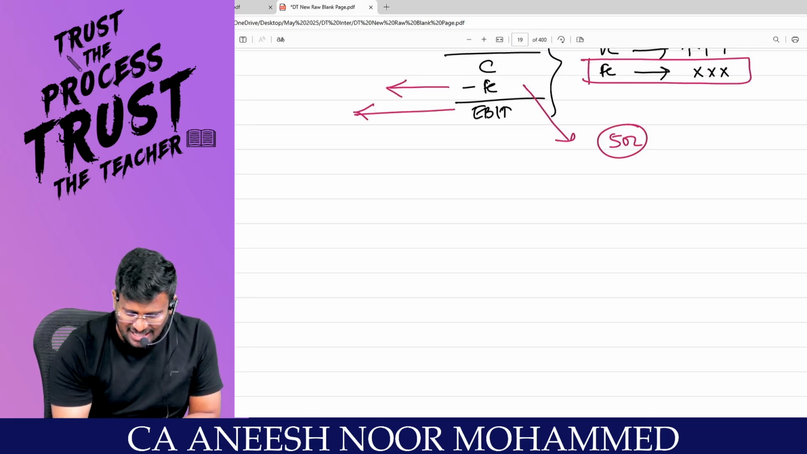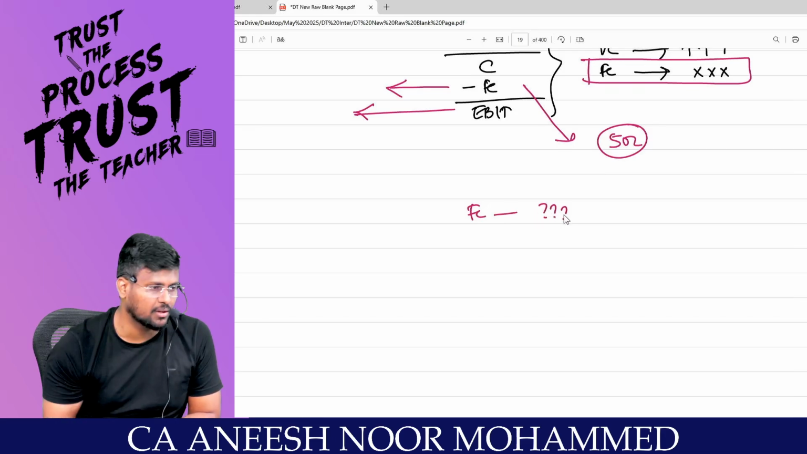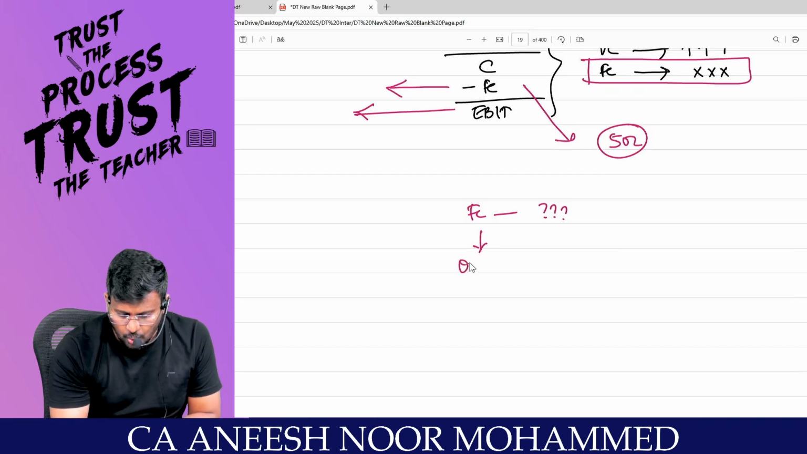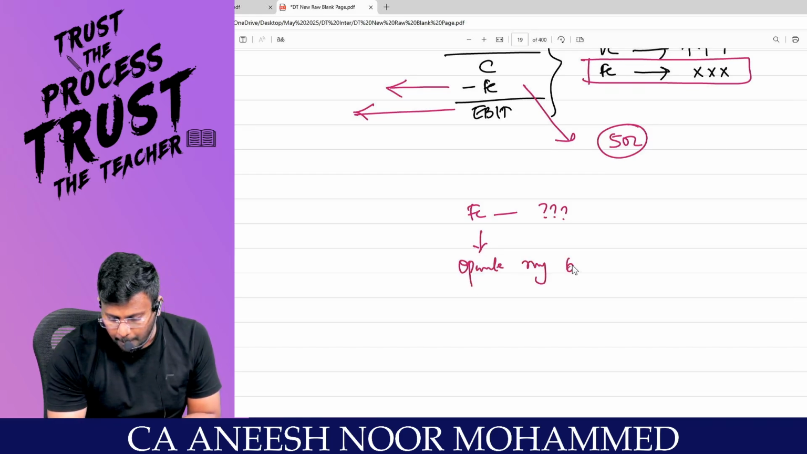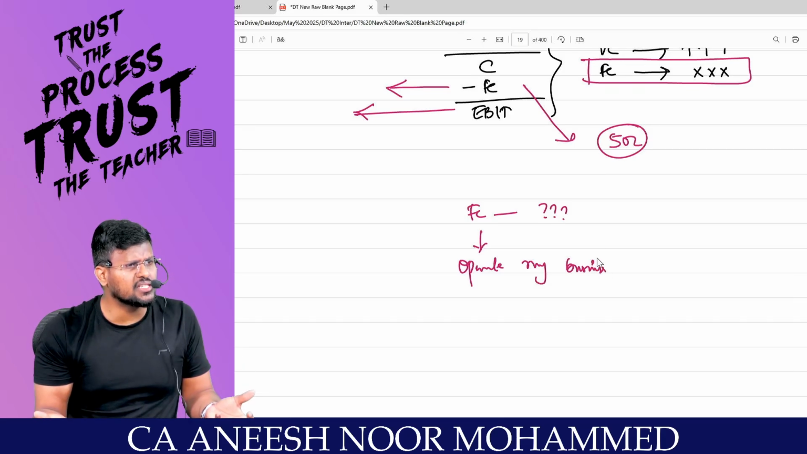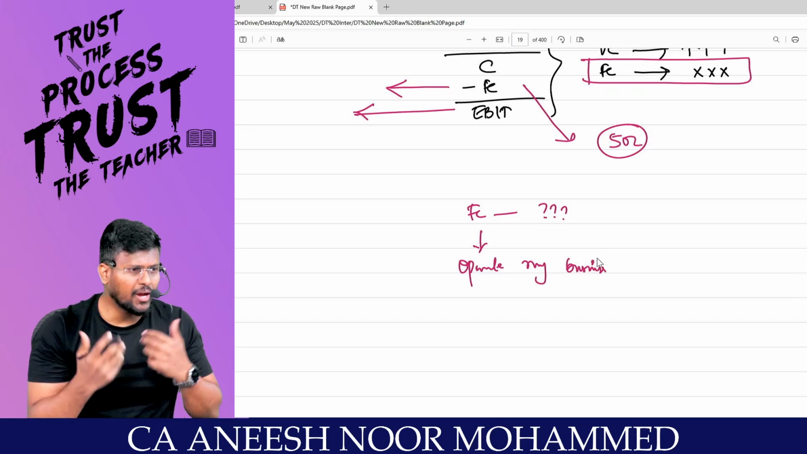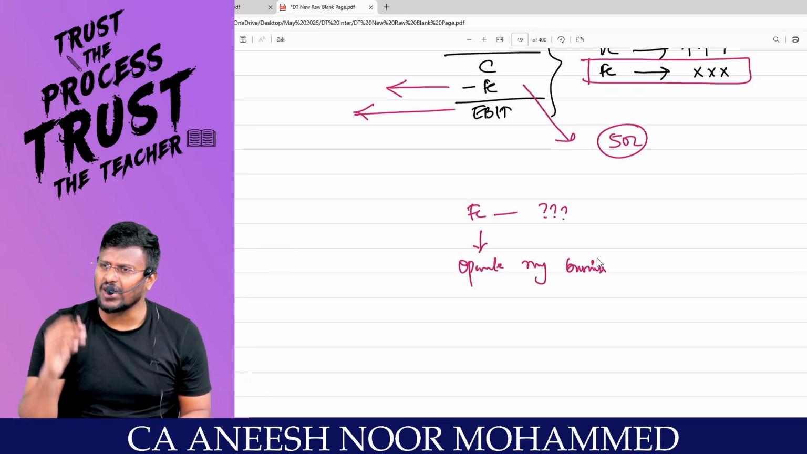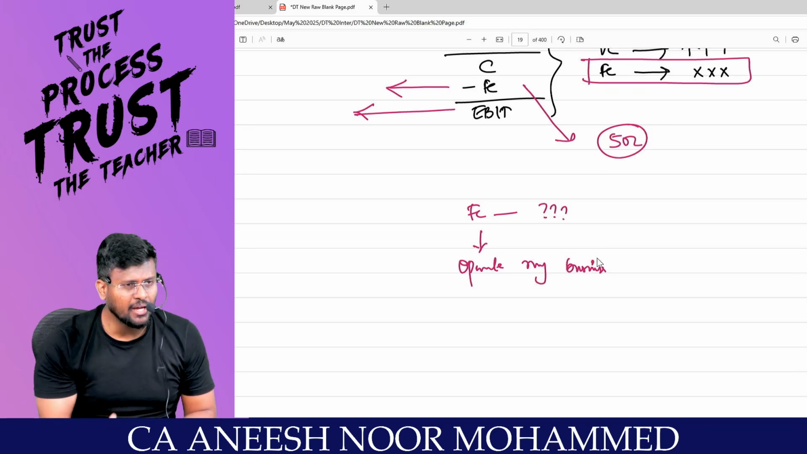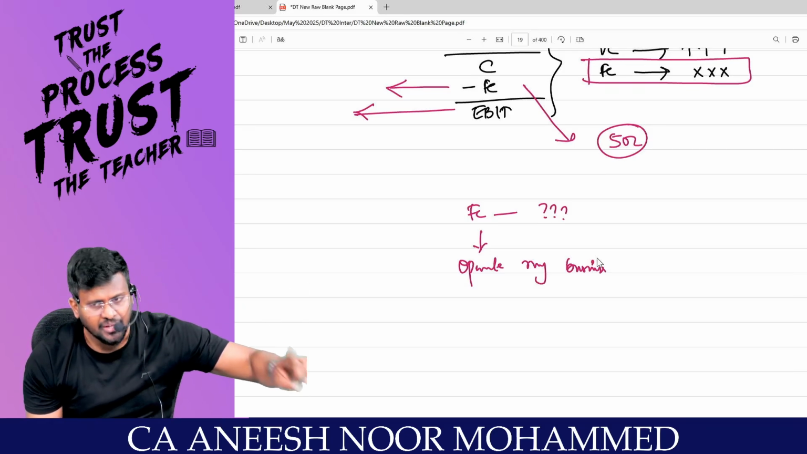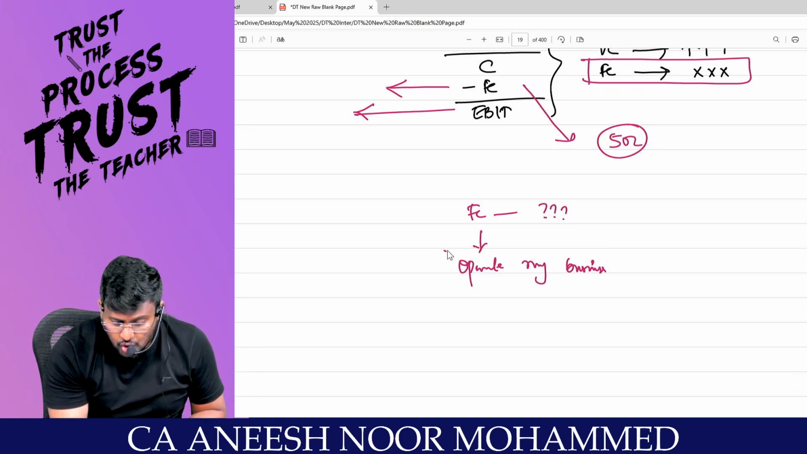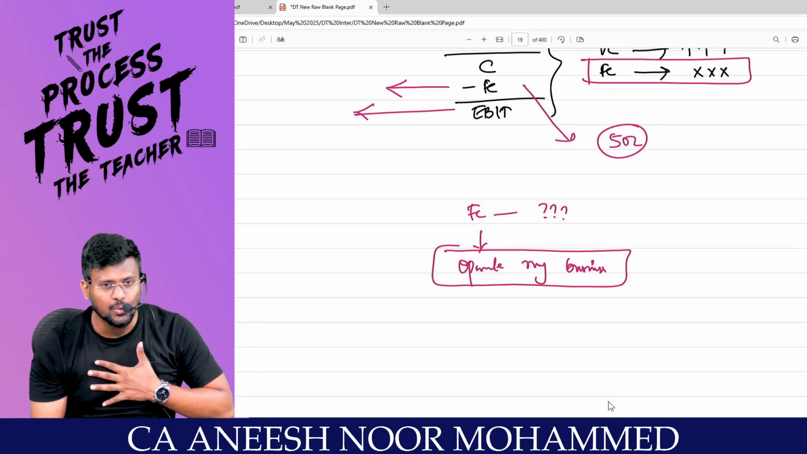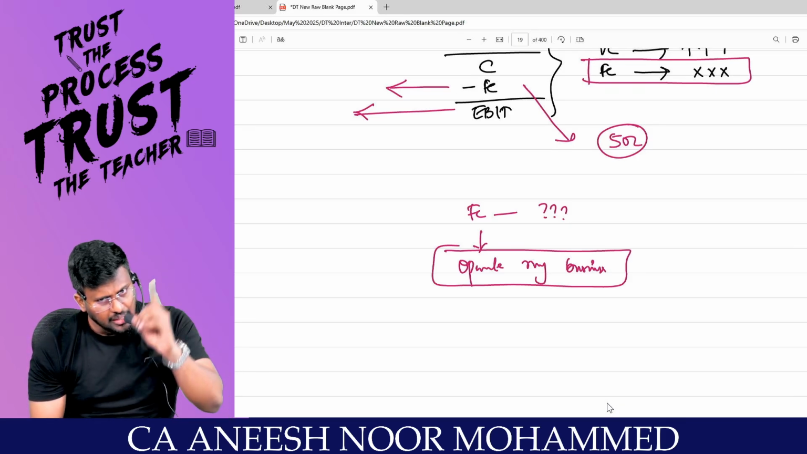Now this subject is asking why you are incurring the fixed cost. I am incurring the fixed cost to operate my business. If I am not operating the business, why do I have to pay rent for this hall? If I am not operating the business, why do I have to incur the depreciation? Why do I have to pay staff salary, or supervisor salary? Are you getting it? That means, my dear lovable students, because of operating my business, I have to incur the fixed cost.